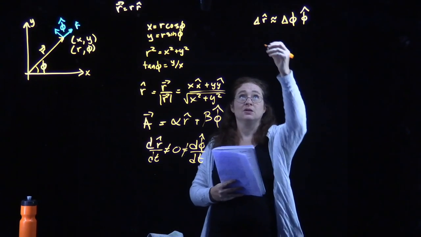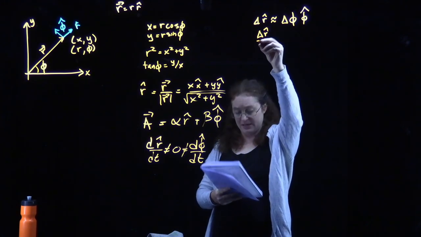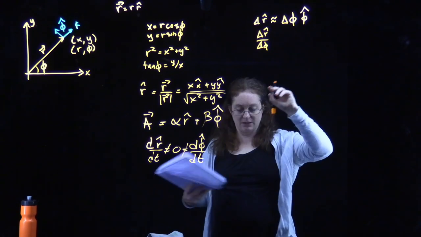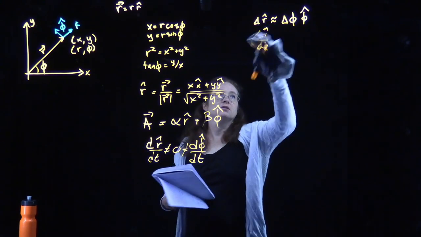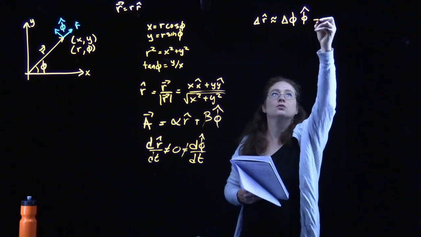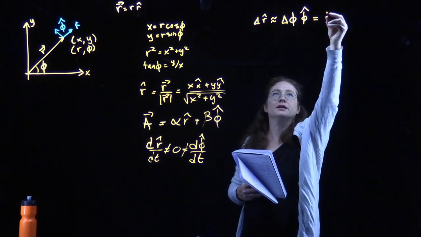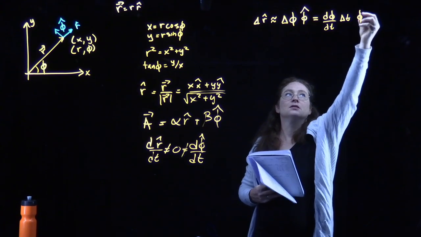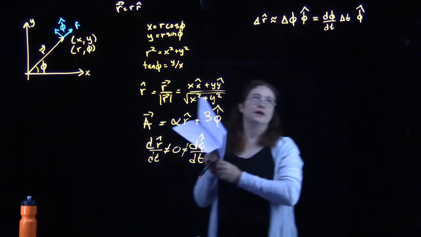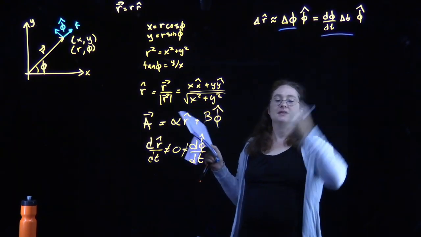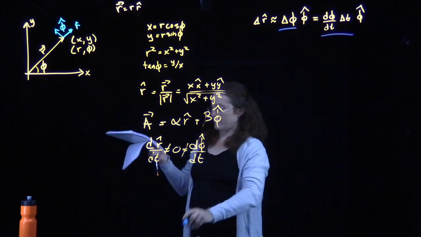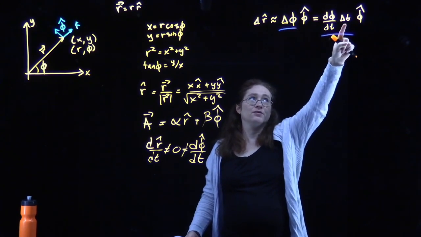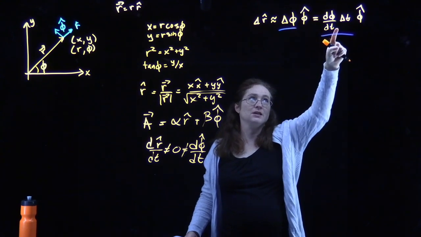Okay, so then we can write delta r hat is roughly d phi times phi hat. Actually, I want to make a slight change here. I'm going to write that this is roughly d phi dt times a small change in t. So here, I have replaced this by this. I have some amount that phi is changing in time, some time derivative of phi, and in a given time interval delta t, my change in delta phi is d phi dt times delta t.